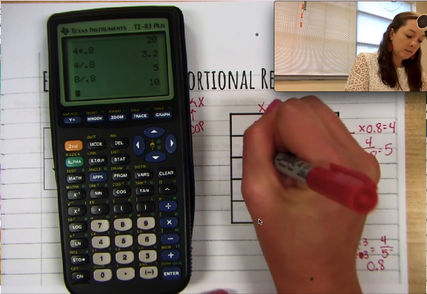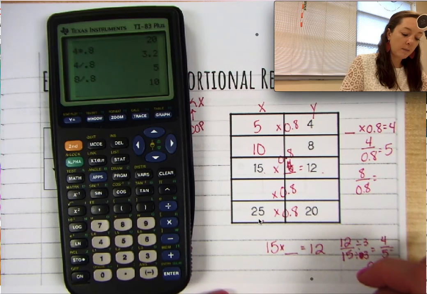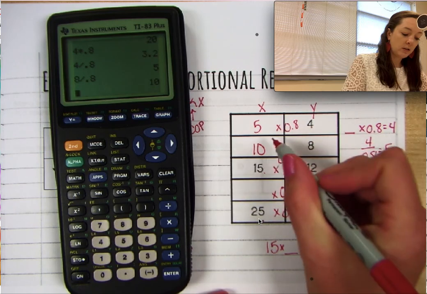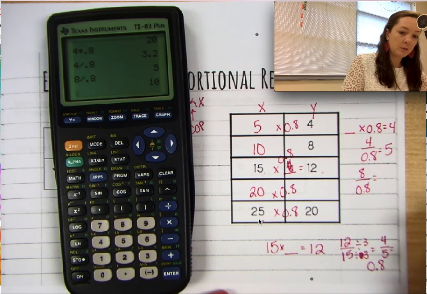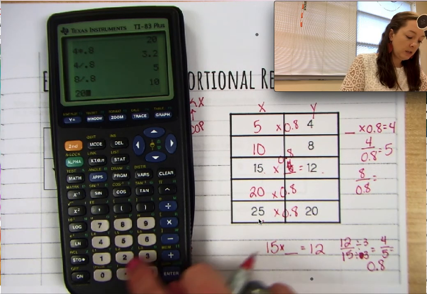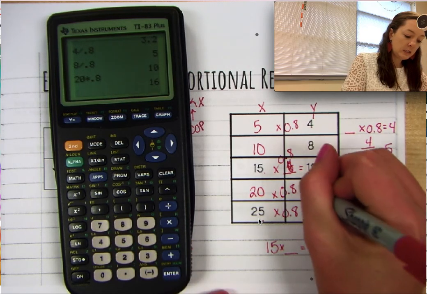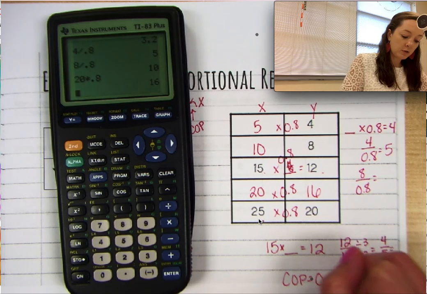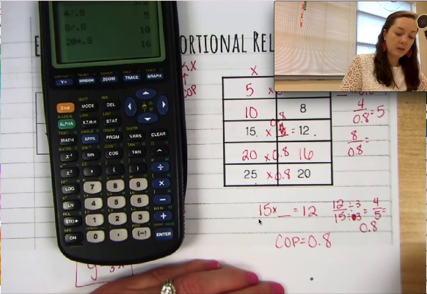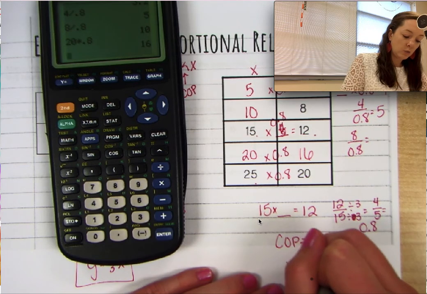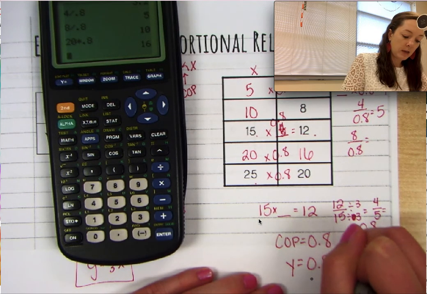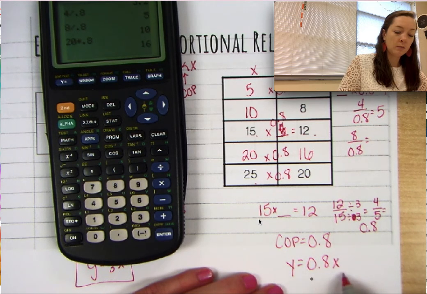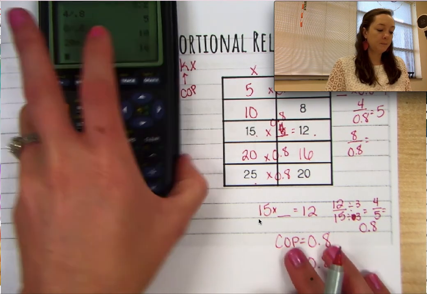I get 10. Now I want you guys to make one up. I'm counting by 5s here, so let's do the 20, the one that would be between 15 and 20. 20 times 0.8 is 16. So my COP, constant of proportionality, is 0.8. So my equation is y is equal to 0.8 times x. And remember, a number and a letter always mean multiplying when they're beside each other.